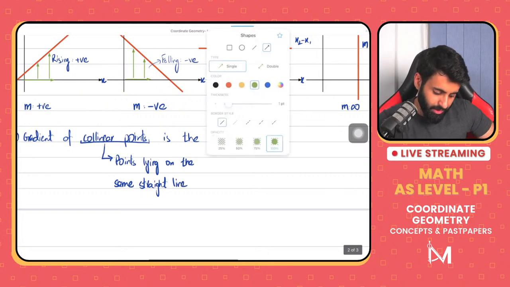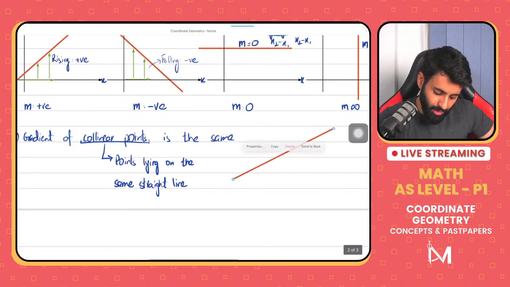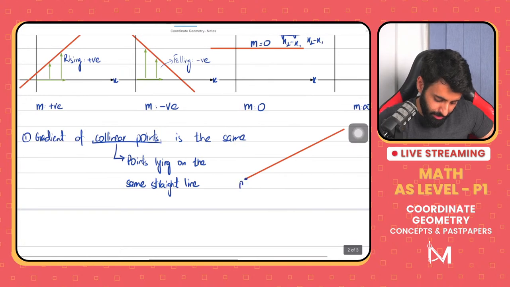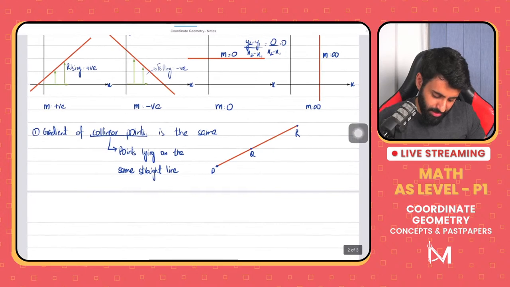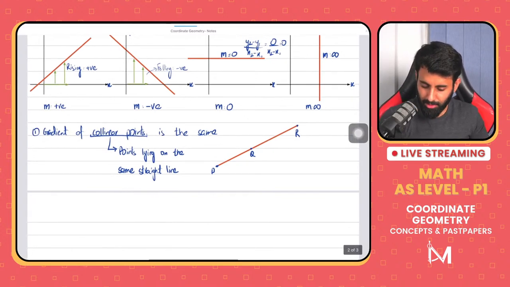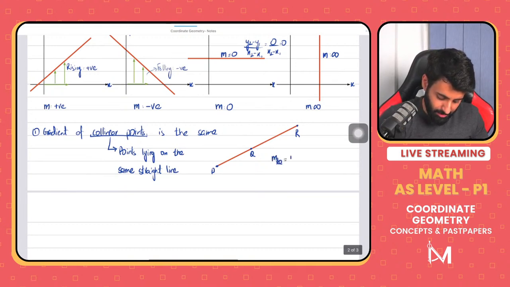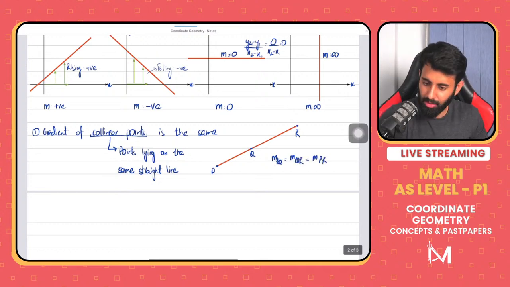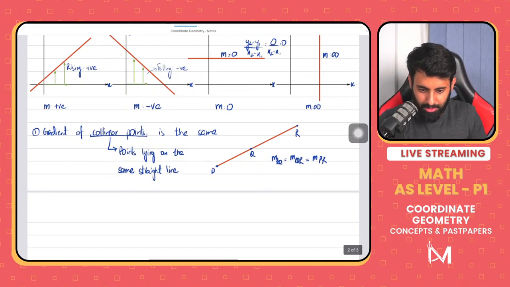So for example, let's say you have a line with multiple points P, Q, and R. And if these points are lying on the same straight line, that means P, Q, and R are collinear points, okay? So if you find the gradient using the points P, Q, that will be the same as the gradient using the points Q, R, and that will be the same as using the points P and R, okay? Now, what kind of questions will we come across? That is something we'll look into later, okay?